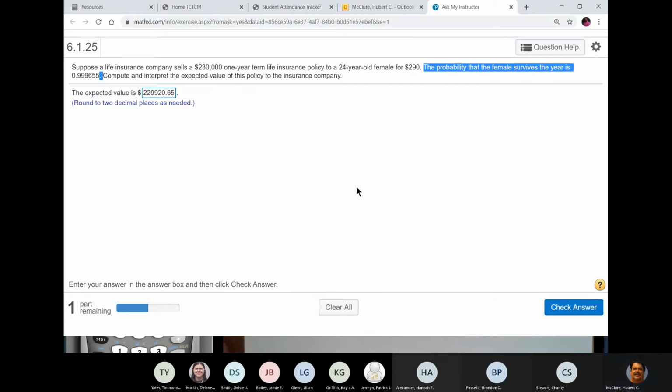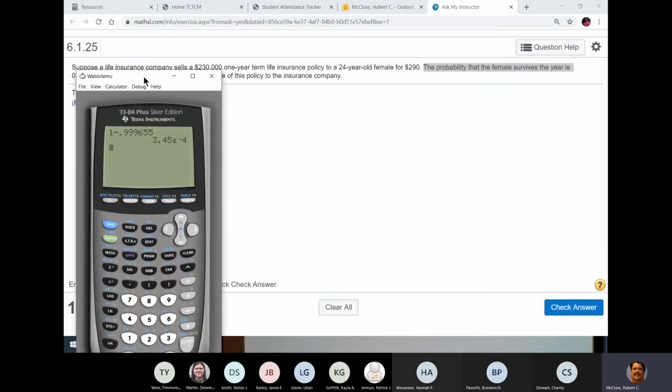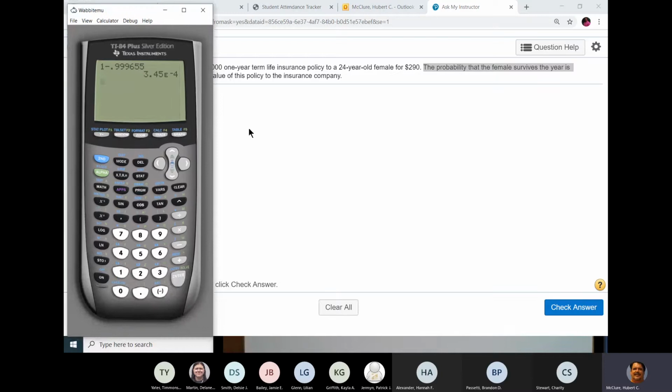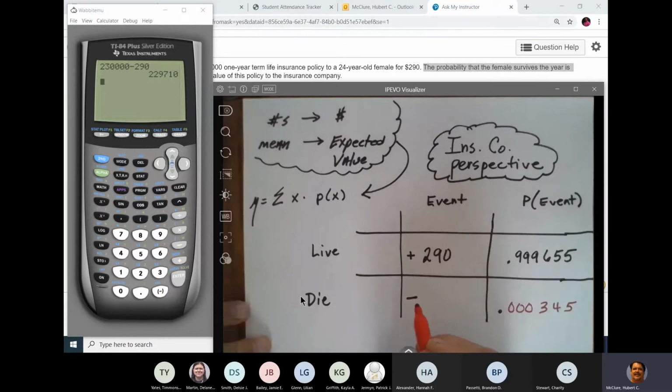I'm thinking $710. Let me do it on the calculator to check. So with the insurance company, they already got $290 from this woman. So it's going to be $230,000 minus $290. And that would be, I'm going to write it in red, negative $229,710.